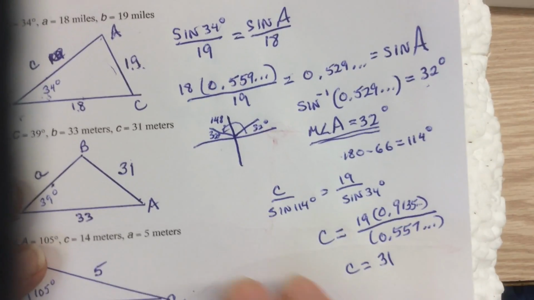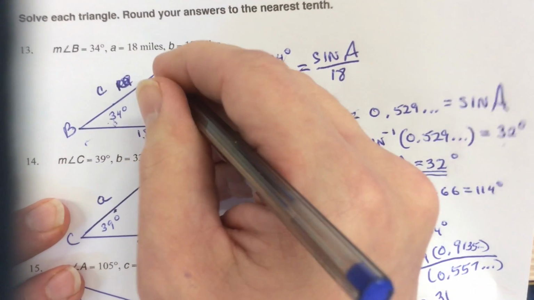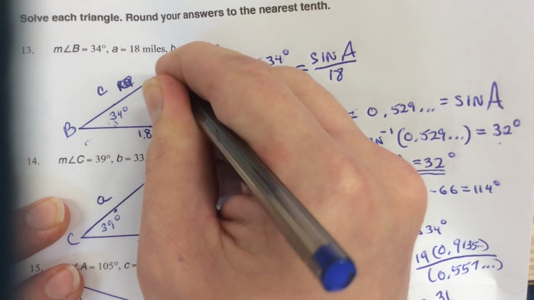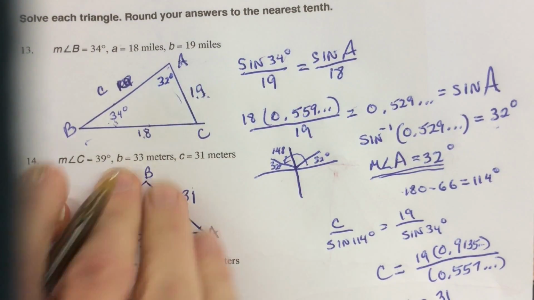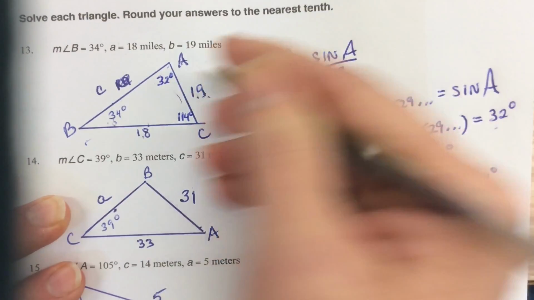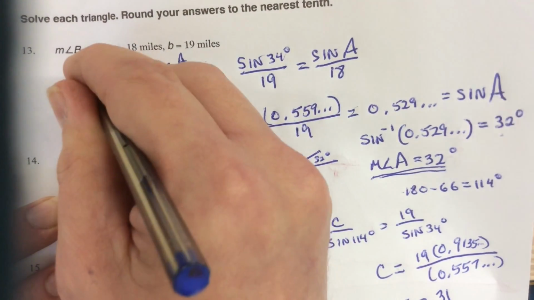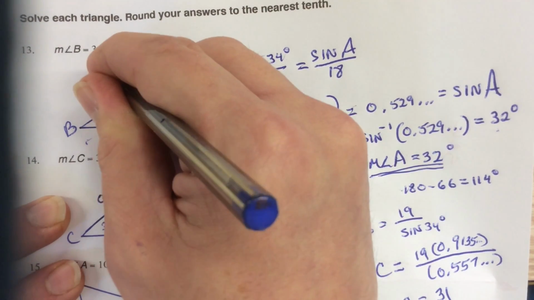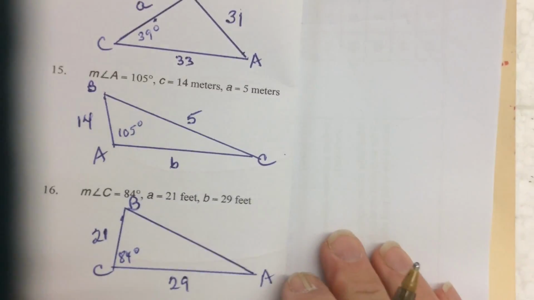So, in order to finish out this triangle, this angle is 32 degrees. This angle is 114 degrees. And this side over here is going to be 31 miles. Okay.